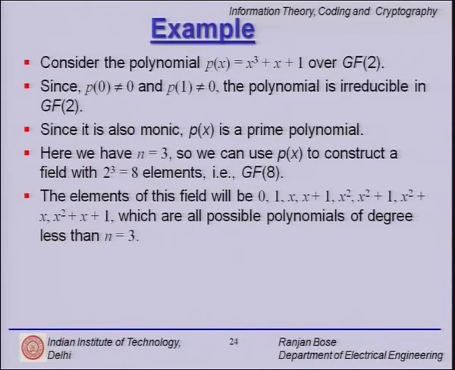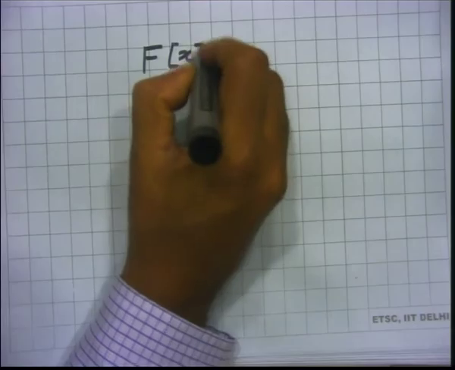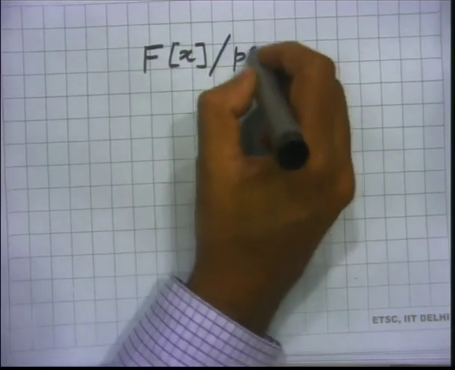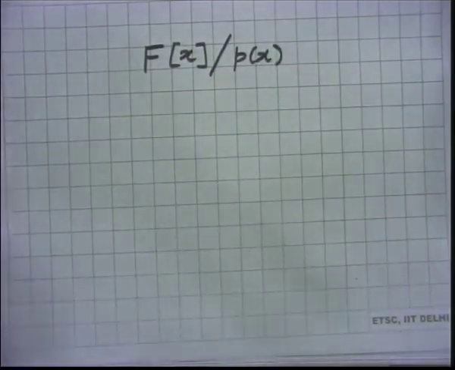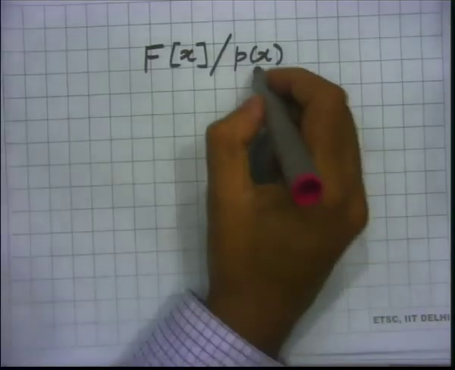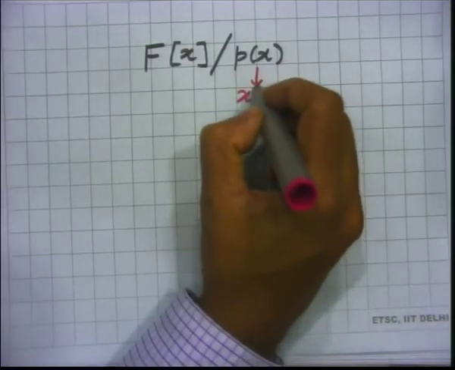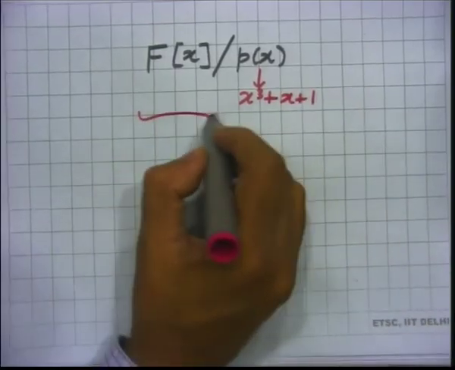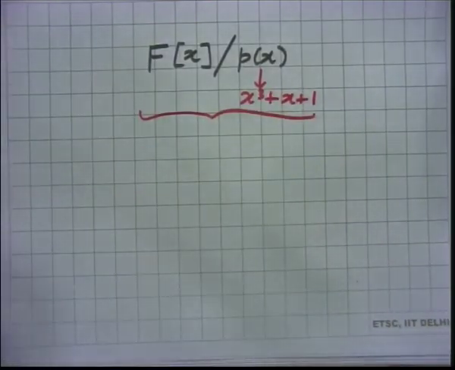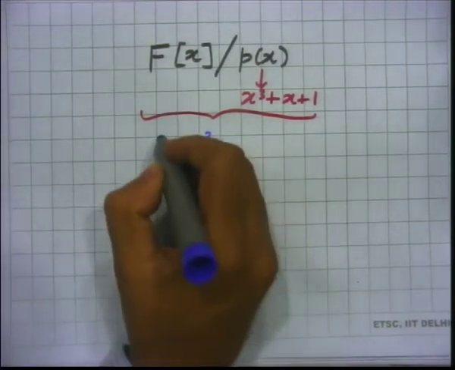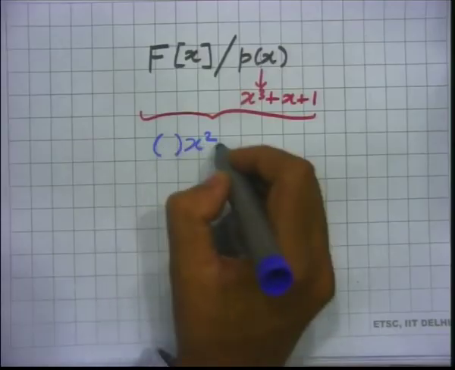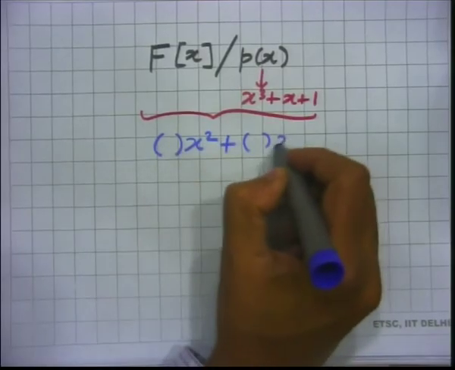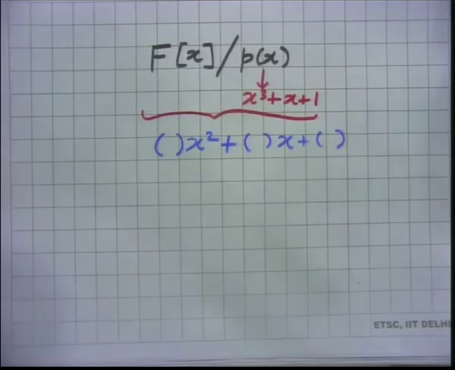If we look at f(x) and we divide it by p(x), please note that p(x) is nothing but x cubed plus x plus 1. So, anytime I take the residue, the highest power can at most be a square. So, all polynomials are some coefficient times x squared plus some coefficient times x plus some coefficient. Now, we are working over GF(2).